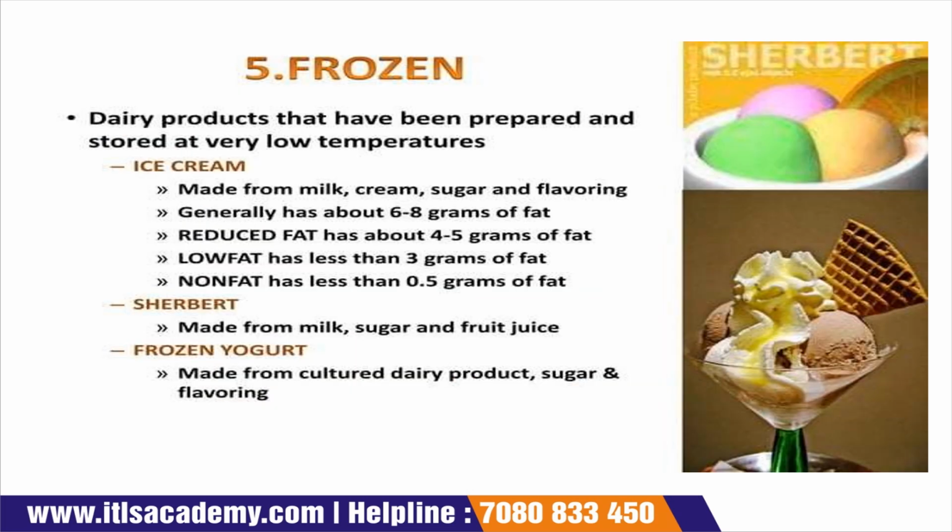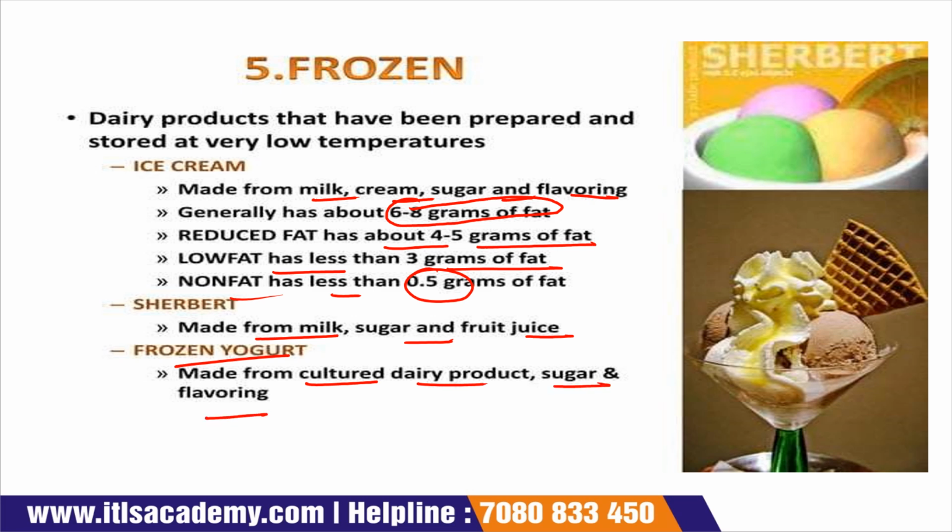Now some frozen products like ice cream, sherbet and frozen yogurt also come under the category of dairy products. Ice cream is made from milk, cream, sugar and flavoring agent, and generally it will contain 6 to 8 grams of fat, reduced fat has about 4 to 5 grams of fat, low fat has less than 3 grams, and non fat has less than 0.5 gram. Sherbet is made from milk, sugar and fruit juice. Frozen yogurt is made from a cultured dairy product, sugar and flavoring.